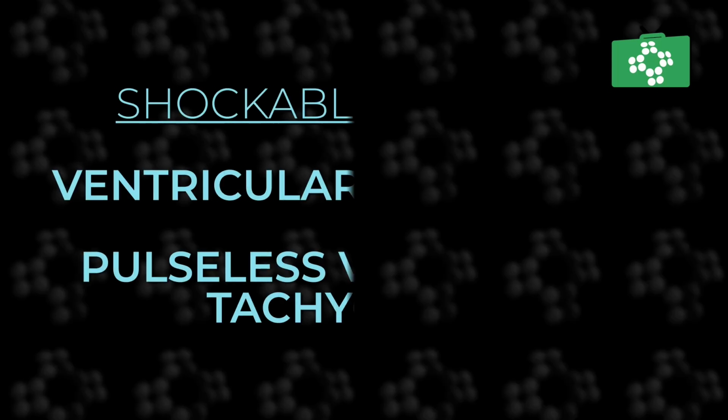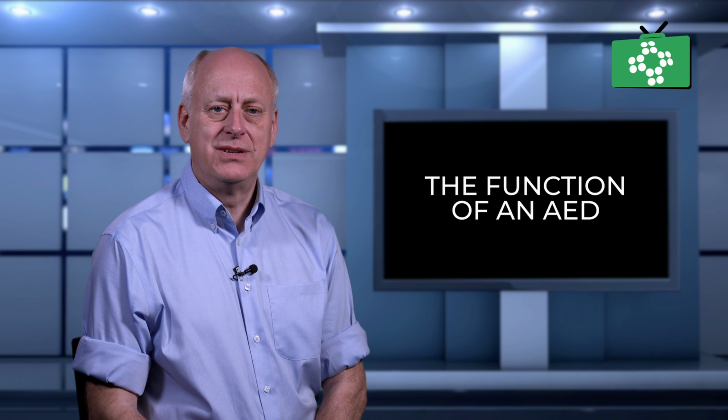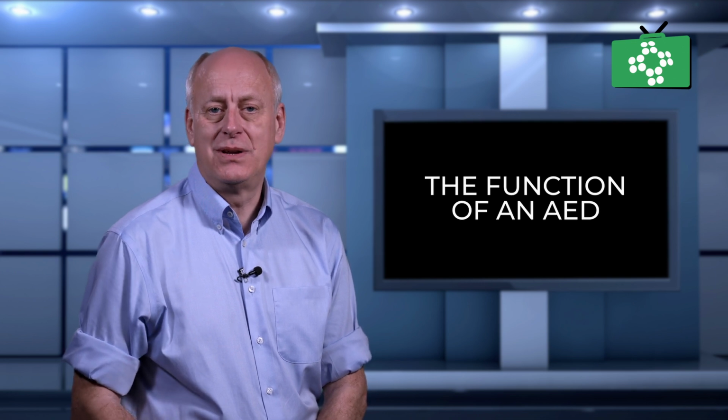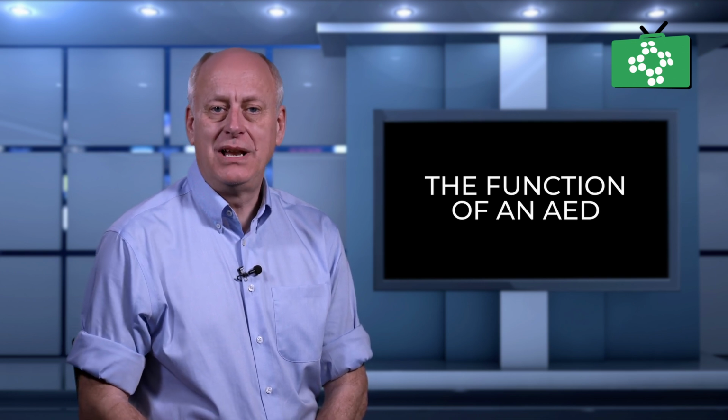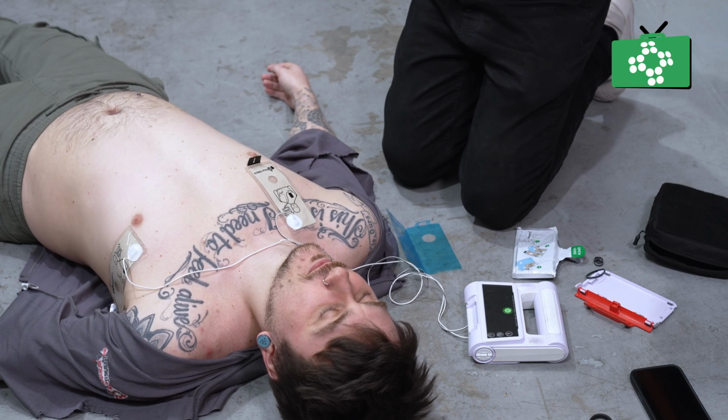Some heart rhythms are considered shockable. These include rhythms such as ventricular fibrillation or pulseless ventricular tachycardia. In these situations, the heart's electrical system is disorganized, and delivering a controlled electrical shock can help reset the heart and allow it to return to a normal rhythm.